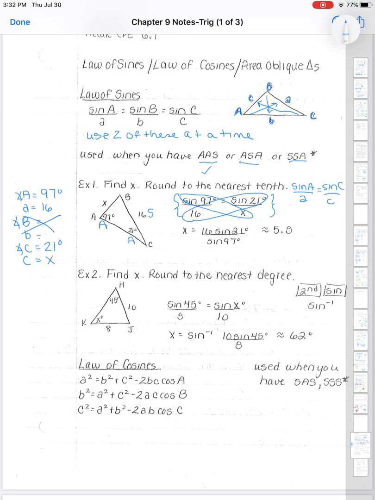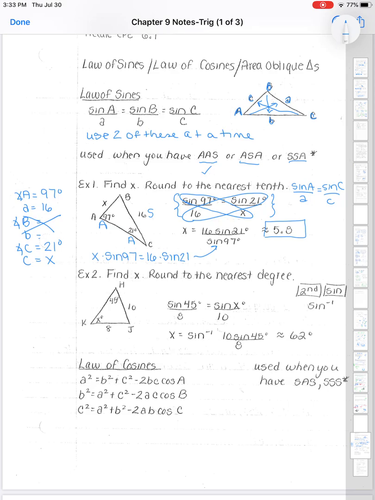So we get, if I write it over here, x times the sine of 97 equals 16 times the sine of 21, not the sine of 21 times 16. 16's got to come first. And then you're going to divide by the sine of 97. So you do 16 times sine 21, get an answer, divide it by sine of 97, and you should be getting somewhere in the ballpark of 5.8 for that side length because we're rounding to the nearest tenth.